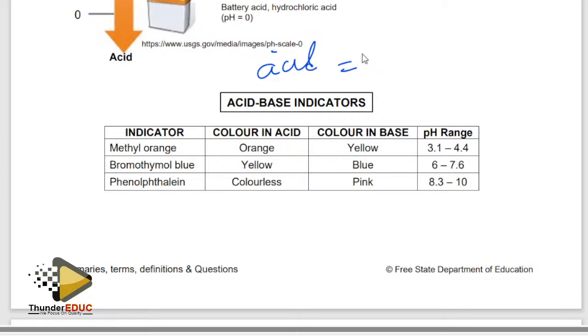And then a strong base is one which dissociates completely when dissolved in water, while a weak base is one which dissociates partially when dissolved in water. Please don't go without knowing those things.